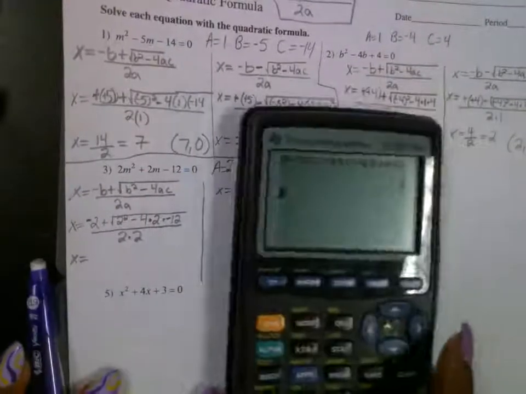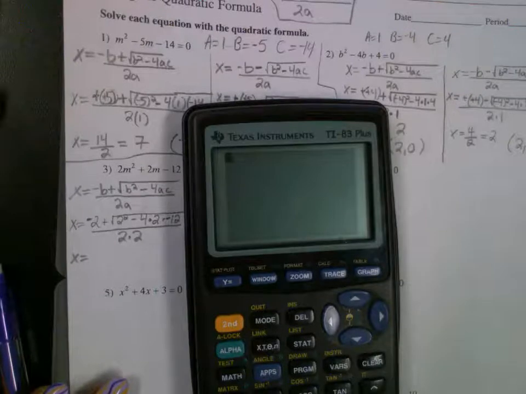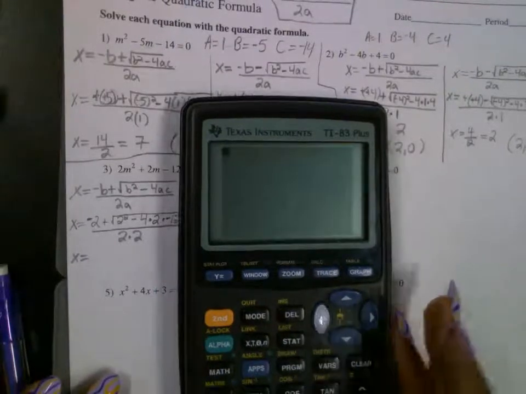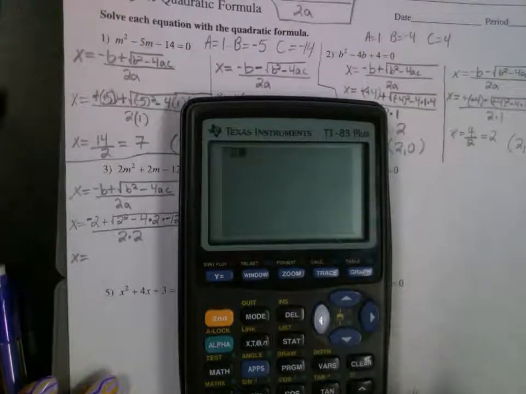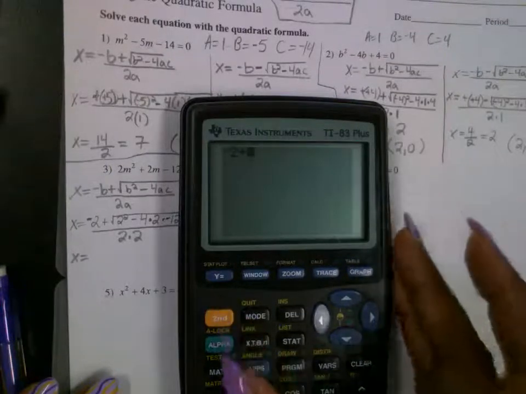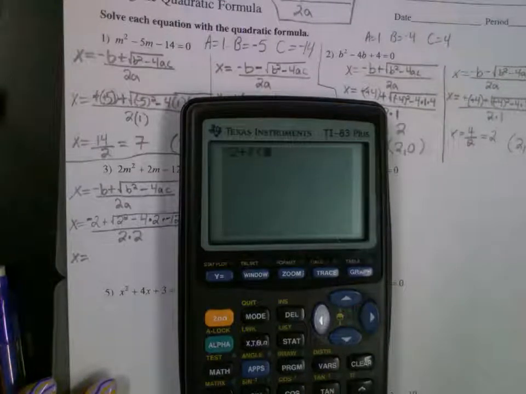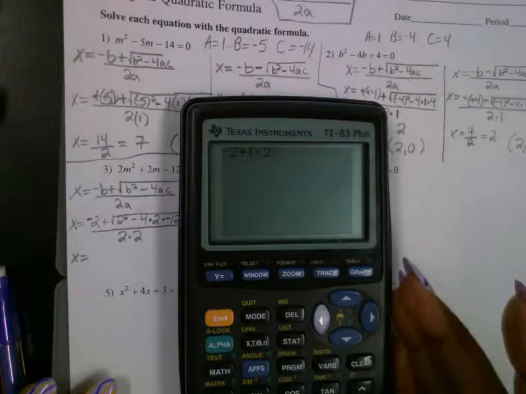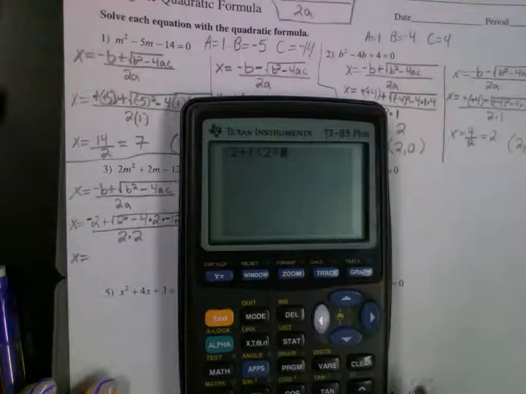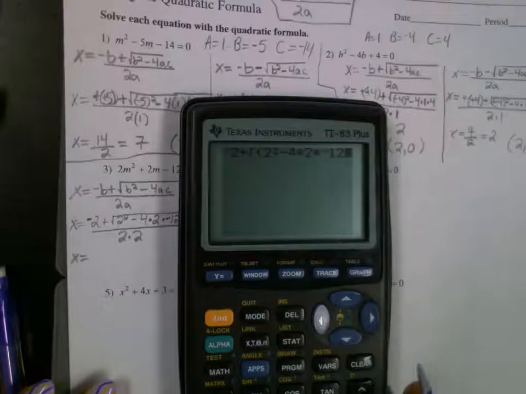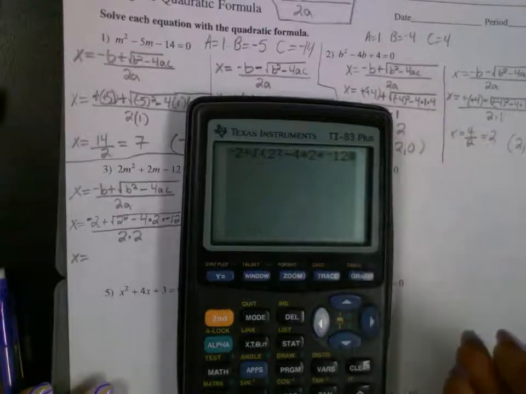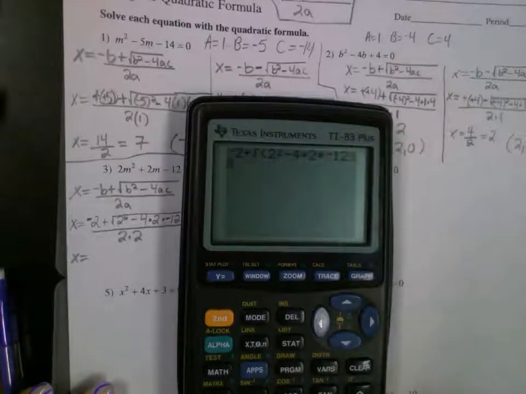All right, so I'm gonna clear this. Okay, and I'm going to put a -2, right? We got plus, we got the square root. Then we have 2 squared minus 4 times 2 times a -12. And lastly, after I type all of this in, what do I do? Parentheses. I close the parentheses there.